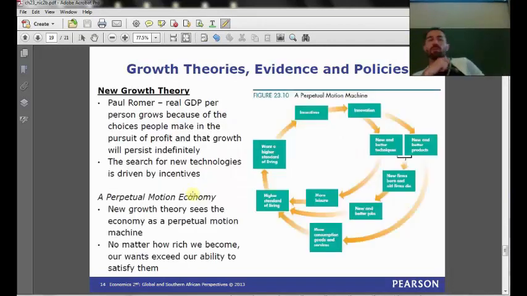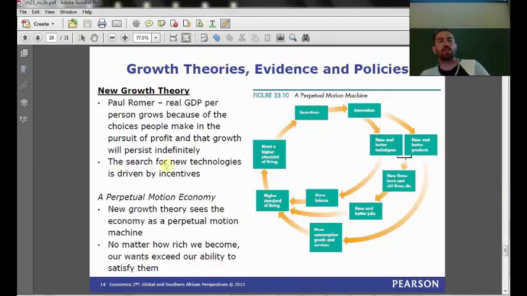We then have something called the new growth theory. And the new growth theory is more in the 1980s, mostly due to Paul Romer. And what he says is that real GDP per person grows because of the choices that people make in the pursuit of profit, and that growth will persist indefinitely.